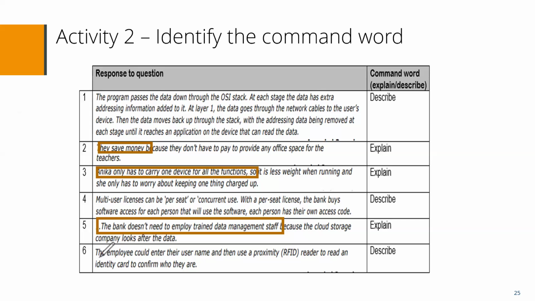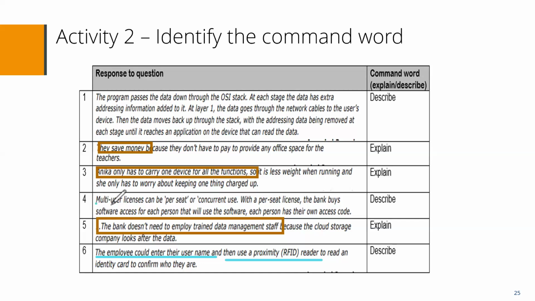Question 6: the employee could enter their username, all right, is one of the things they're going to describe, and then they made another point, a subsequent point, and then use an RFID reader to read an identity card to confirm who they are. So there are 2 key points being made there in answer to that question, whatever it was. Obviously, we don't know what the question was, but they're there. All right, so that will be one of the describes.